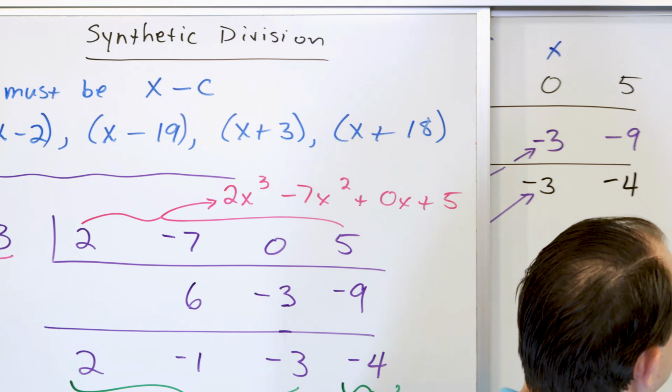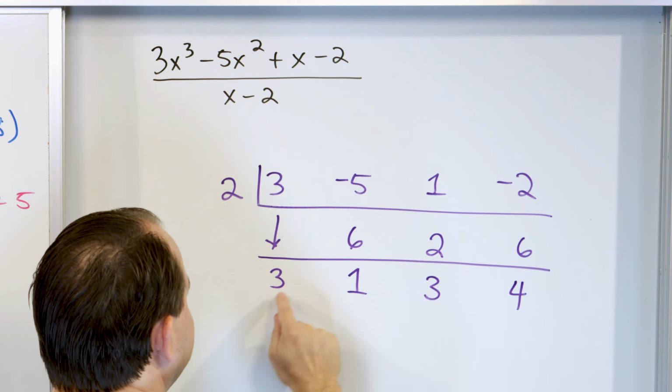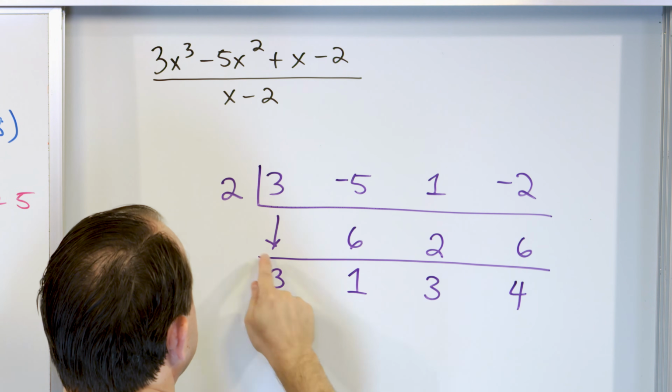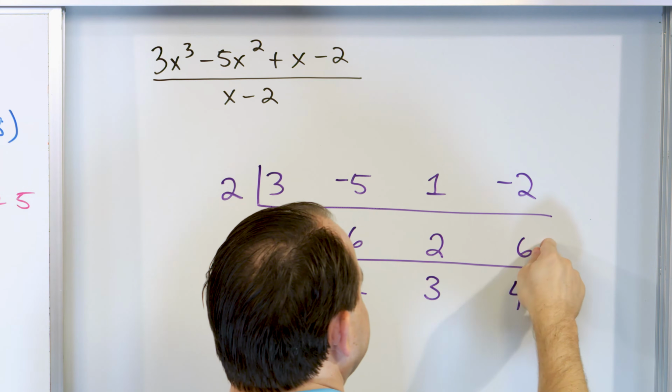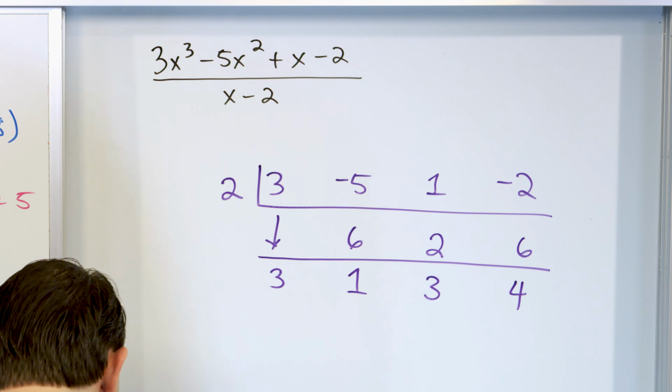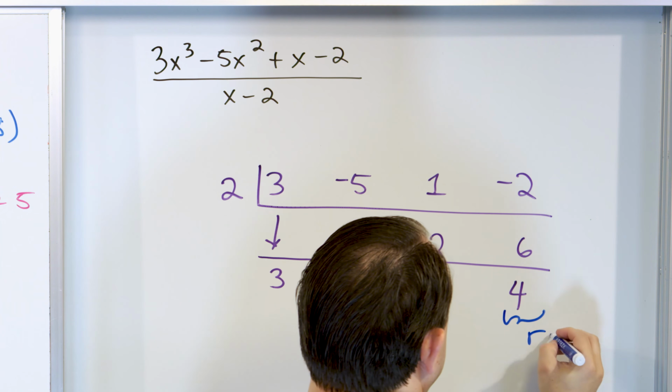Now, I think you can agree that this process is way more cumbersome and complicated than this process. So again, just one more time from the top. Drop the first number down. 3 times 2 is 6. Add, get a 1. 2 times 1 is 2. Add, get a 3. 3 times 2 is 6. Add, get a 4. And you always know that this number at the end is the remainder.